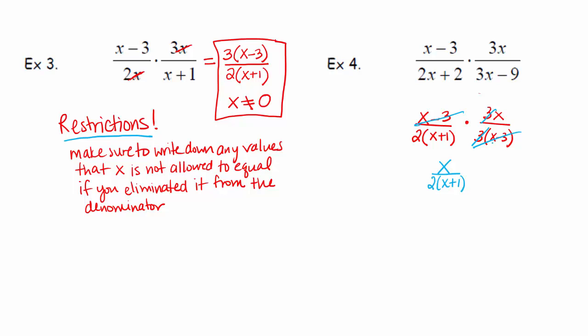But we did cross out an x minus 3. So what would make x minus 3 equal to 0? If x was 3. I make a little note to myself here that x is not allowed to equal 3. And I am all done. Let's try some dividing.